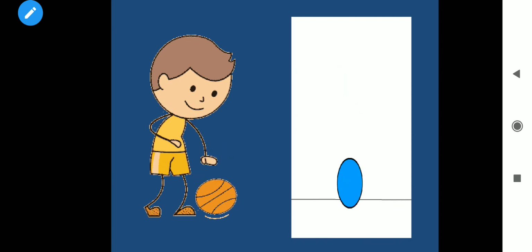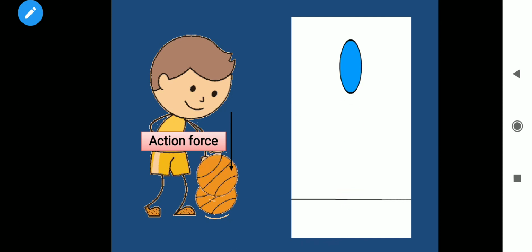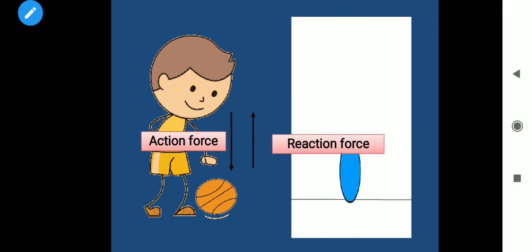Next example, you can see in the picture, the action force is exerted by the ball in the downward direction and at the same time the reaction force is exerted by the ground. That's why the ball is bounced back.